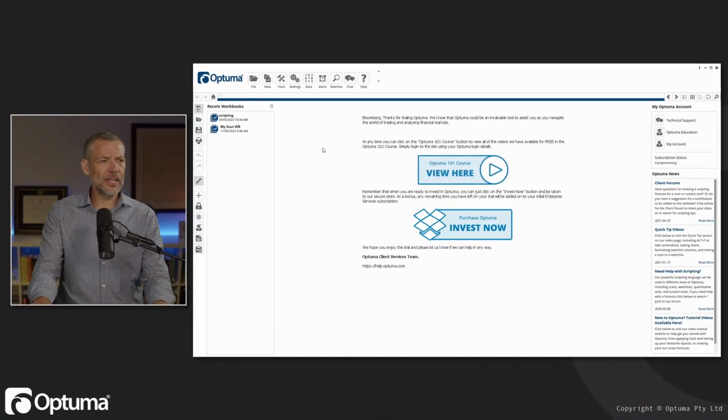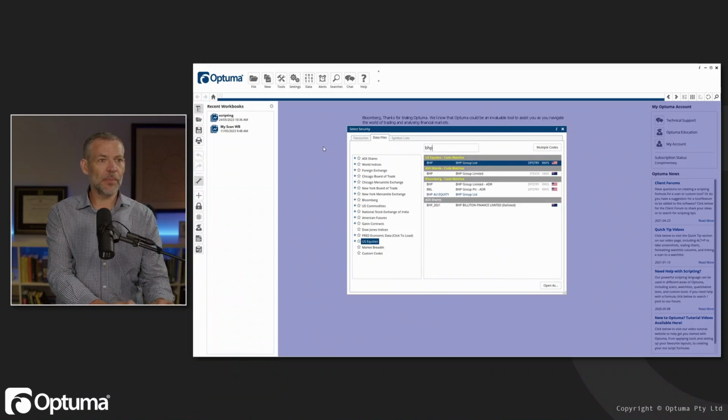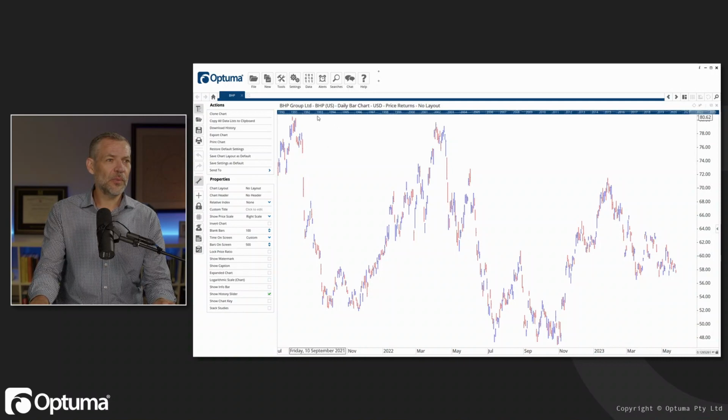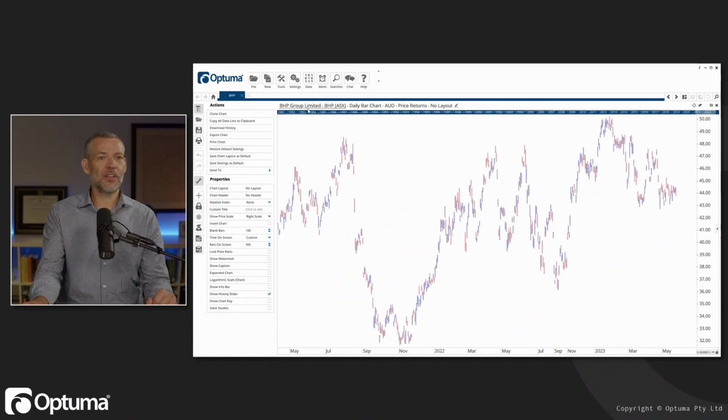What I want to talk about today is some of the advanced features in Optuma, some of the different chart styles, things that you wouldn't normally see in a charting application, and what makes Optuma so powerful. So again, what we're going to do is bring up a security. Let me bring up BHP. No, I didn't want that BHP. BHP from the ASX shares. Here we go.